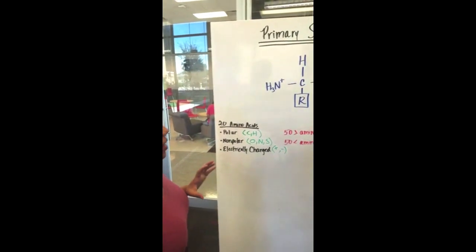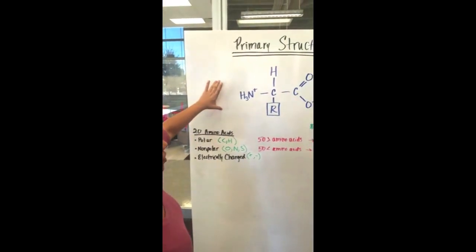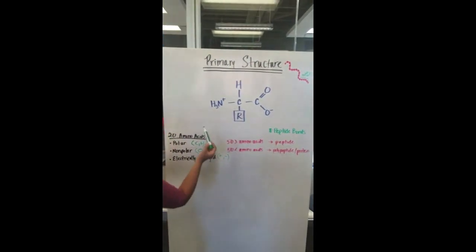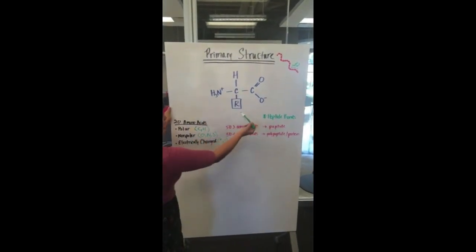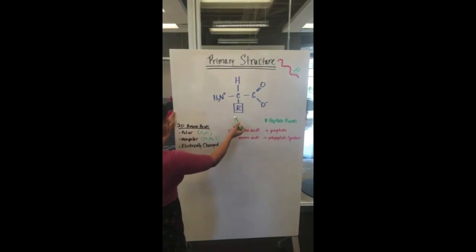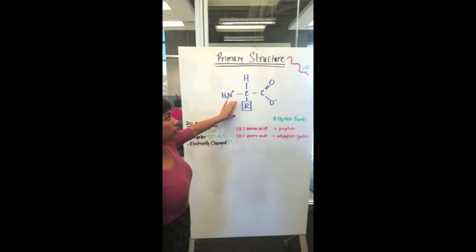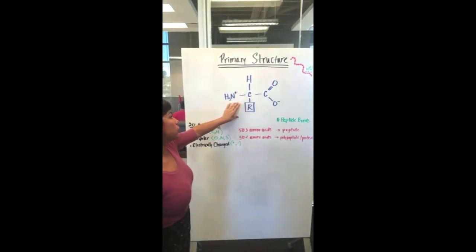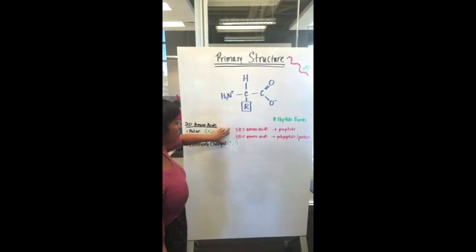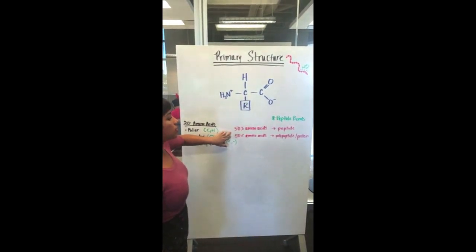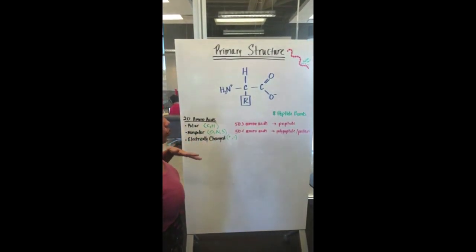Every single amino acid has this structure. We have a hydrogen up here, a base carbon, our amino group, our carboxyl group, and a side chain. And the side chain is what distinguishes every amino acid from each other. A chain of less than 50 amino acids is a peptide. A chain of more than 50 amino acids is a polypeptide or a protein.